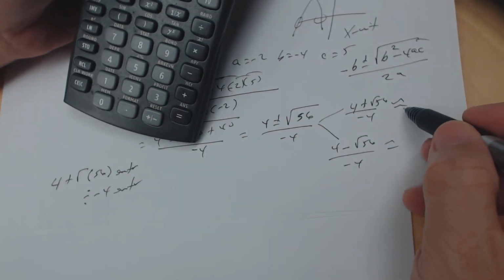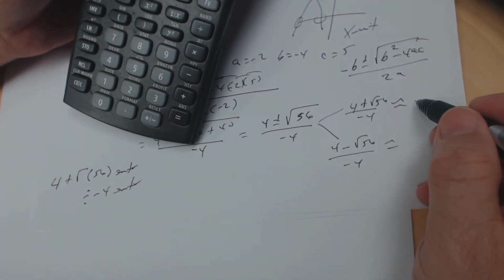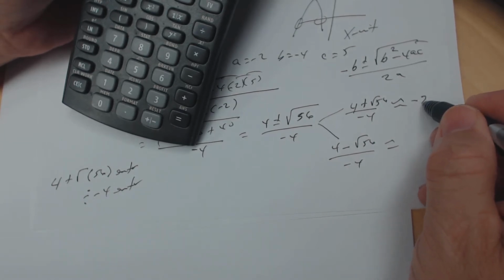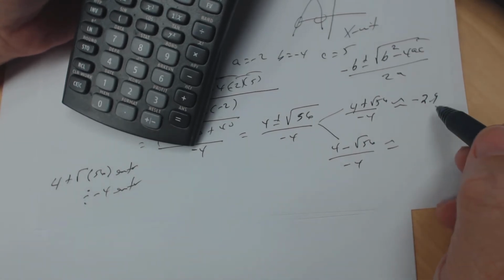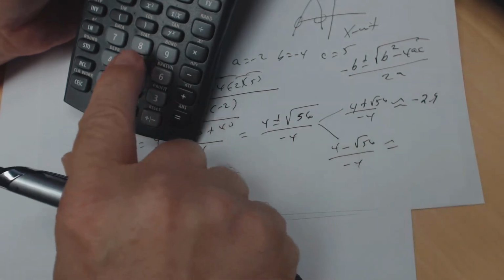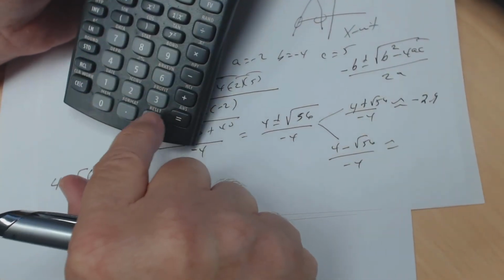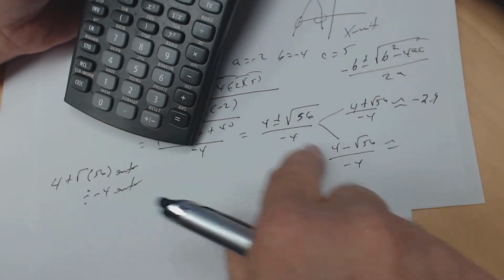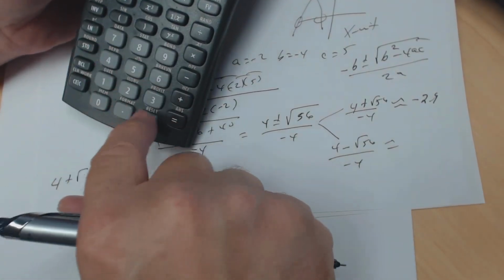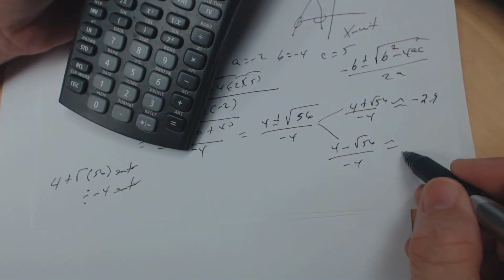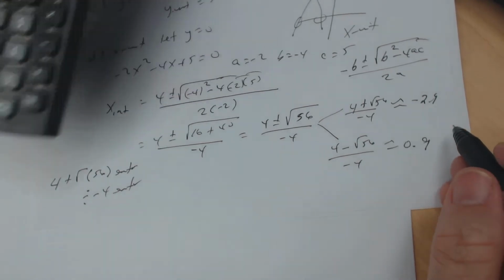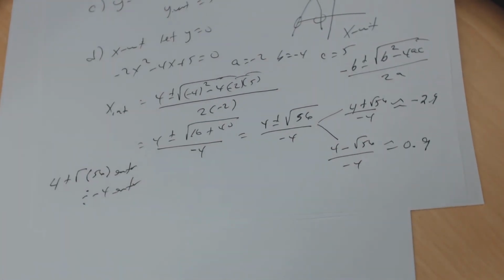The first one here, if you did this correctly, should be negative 2.9, approximately equal to negative 2.9 to the nearest tenth. Here, the square root of 56, negative plus 4, equals, and then divide by negative 4, equals. If you did this correctly, this should be a positive 0.9. Okay? All right, so those are your two x-intercepts.